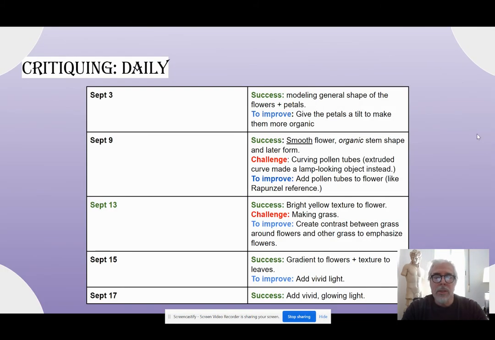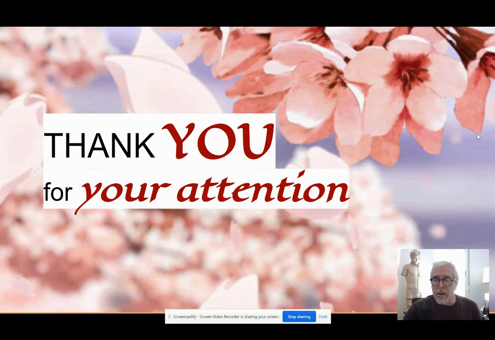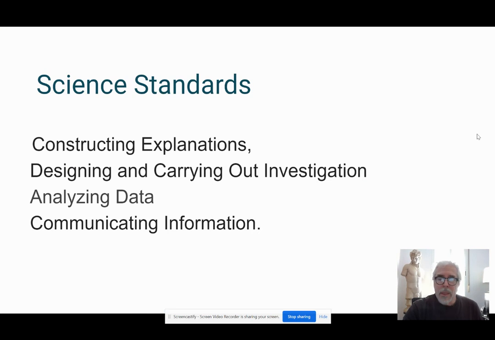And then critiquing. So when we talk about critiquing, we're talking about what areas they were successful, what areas were challenging or difficult, and what they would change or improve or do over again if they had a chance to start again from the beginning. So she did that on a daily basis, and then she also did it as kind of a general overall approach as well. So very, very in-depth there. So that's a really good example of a standard-based mindset.